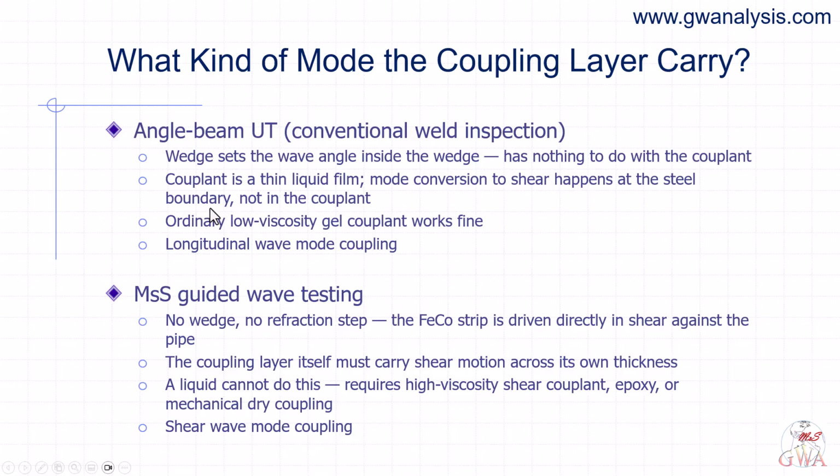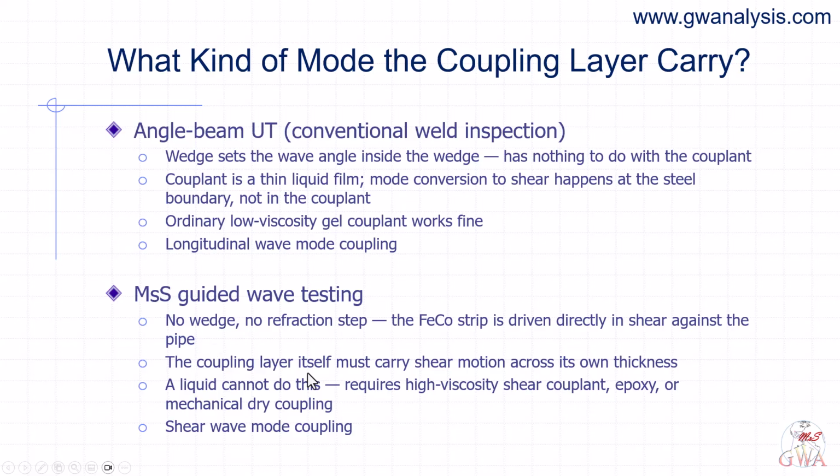The couplant's only job is transmitting a longitudinal disturbance across a thin gap. Ordinary low viscosity gel couplant does this well. The ordinary UT uses longitudinal wave mode coupling. MSS has no wedge, no refraction step. The iron cobalt strip is driven directly in shear against the pipe surface.